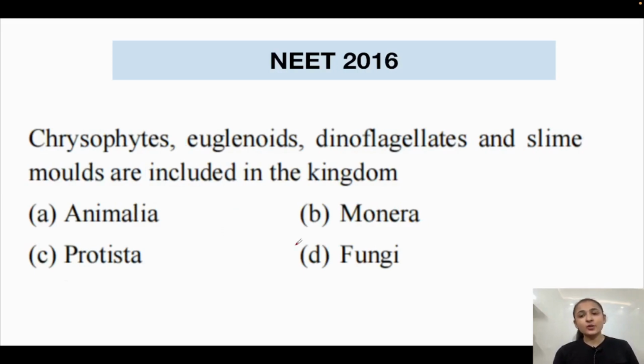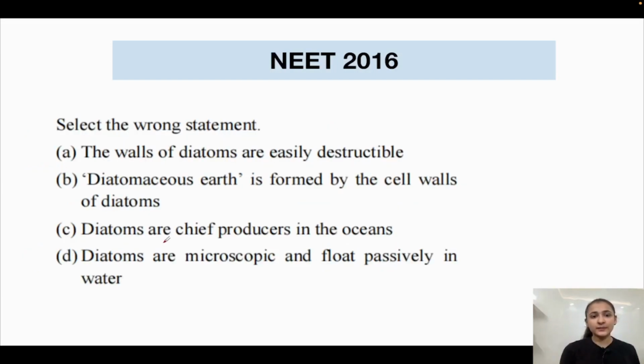Chrysophytes, Euglenoids, Dinoflagellates and slime molds are included in the kingdom. All of these groups are included in kingdom number 3 here. That is option number C, Protista. Okay. So as per the 5 kingdom classification, what were our kingdoms? Monera, Protista, Fungi, Plantae, Animalia. So all of these groups, we studied in this very video, belong to kingdom Protista. So the correct answer is option number C.